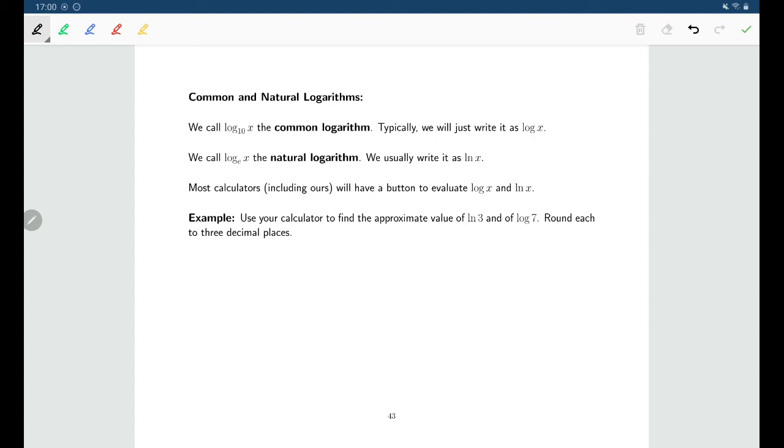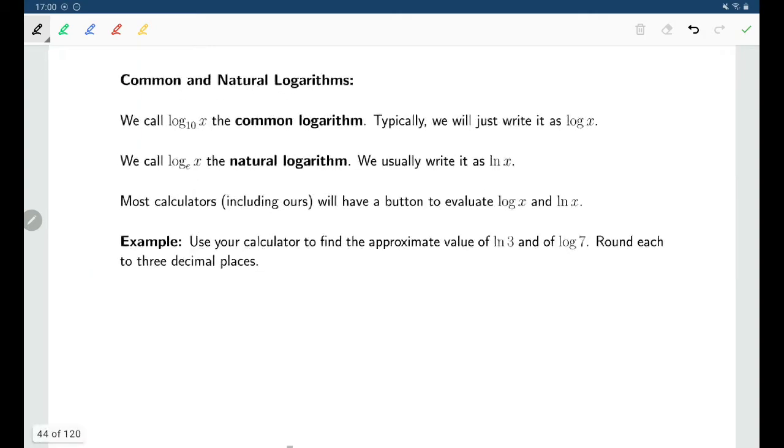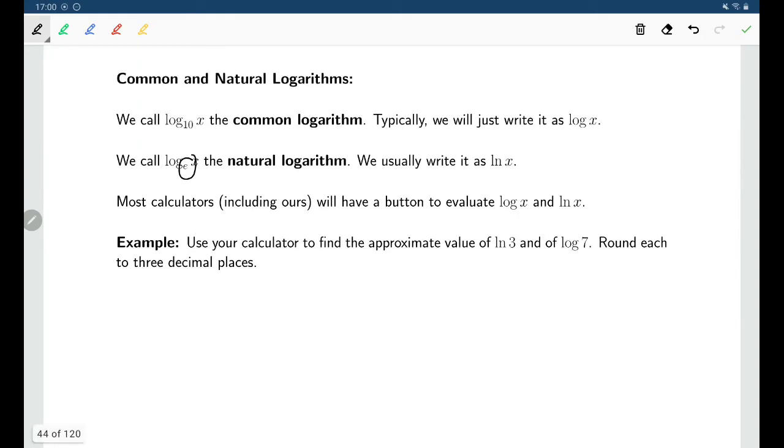The other kind of logarithm, which is an important one, is log base e. Remember, e is Euler's constant, 2.718, and so on. Log base e is called the natural logarithm. We write that normally as ln.